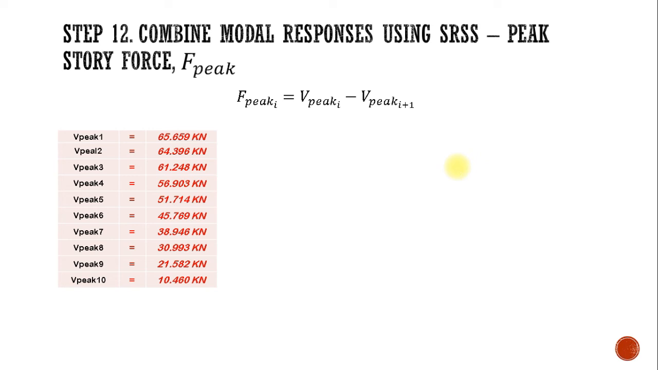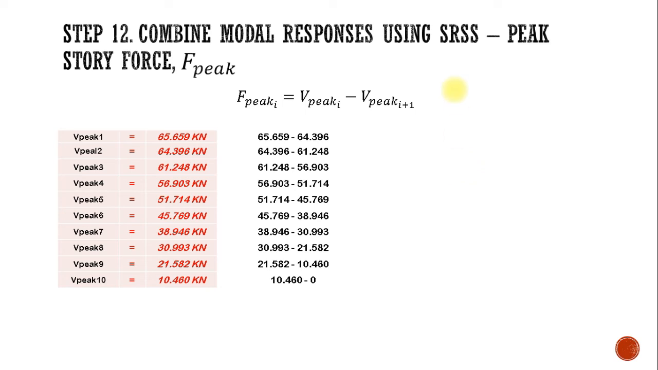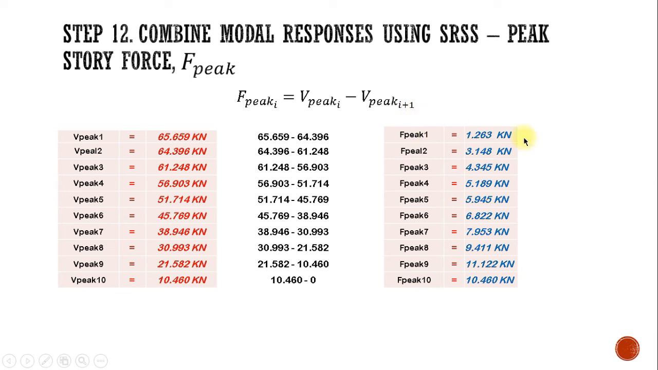So, yung nakuha natin kanina na peak story shear ay ito. So, by using these calculations, since this is our formula, yung ating peak story shear sa first floor ay ima-minus natin sa peak story shear ng second floor. So, 65.659 for the first floor, minus natin sa 64.396 kilonewton sa second floor. So, ito yung ating magiging mga sagot. So, meron tayong 1.263 kilonewton as a result of this subtraction.